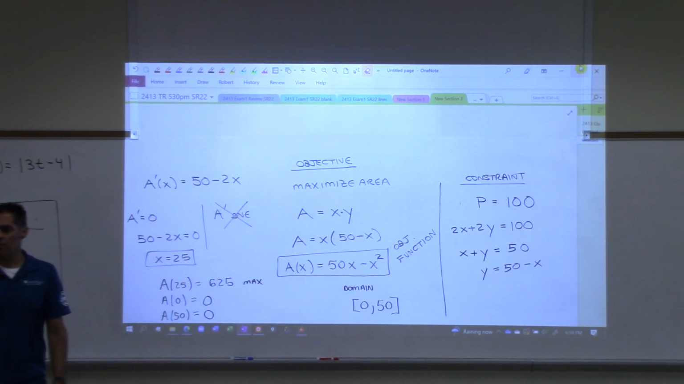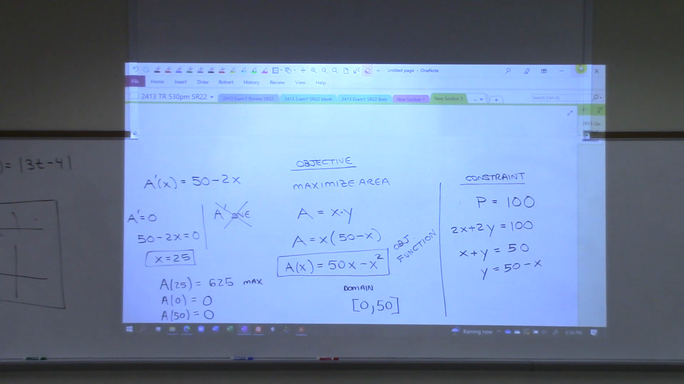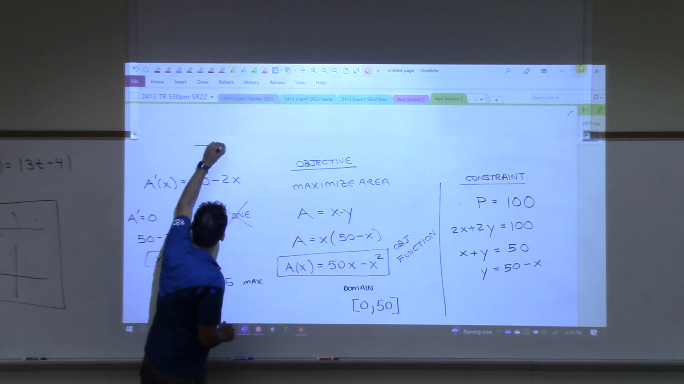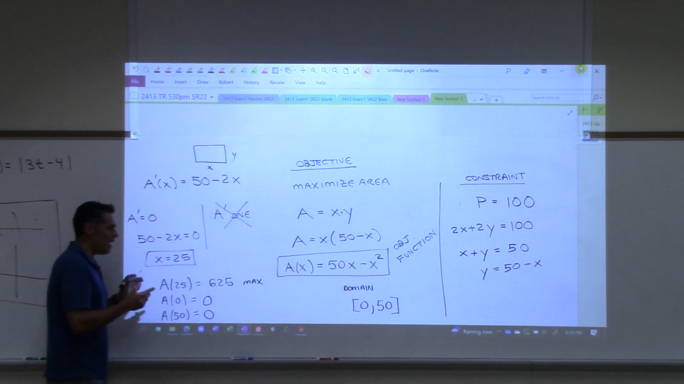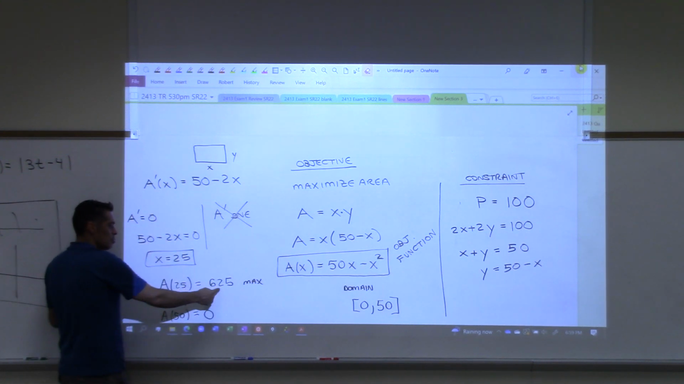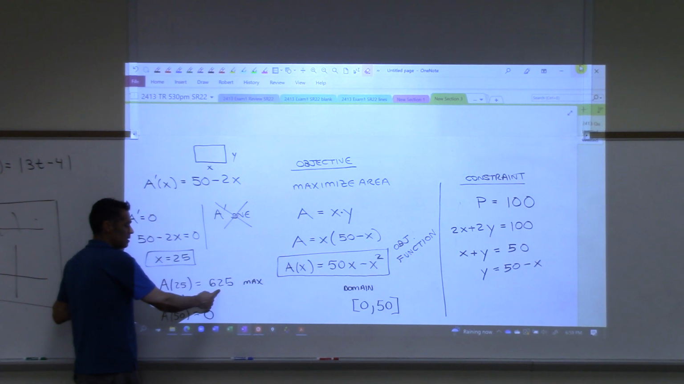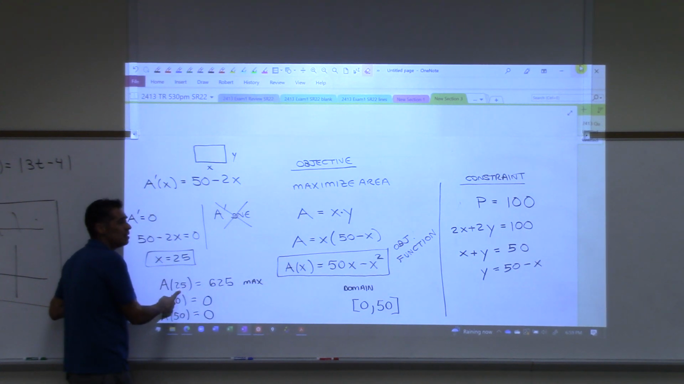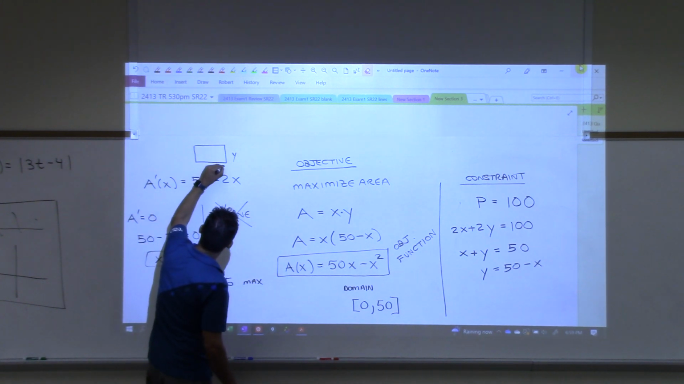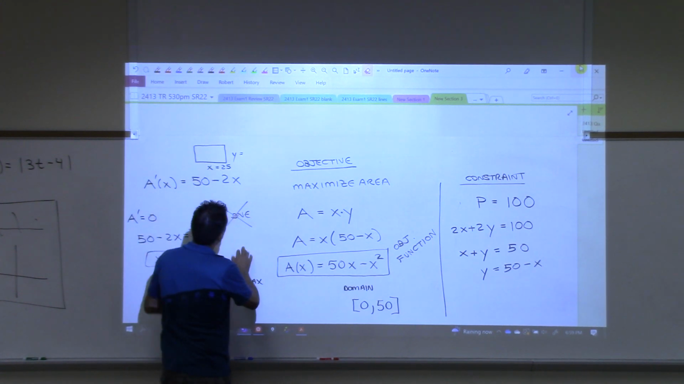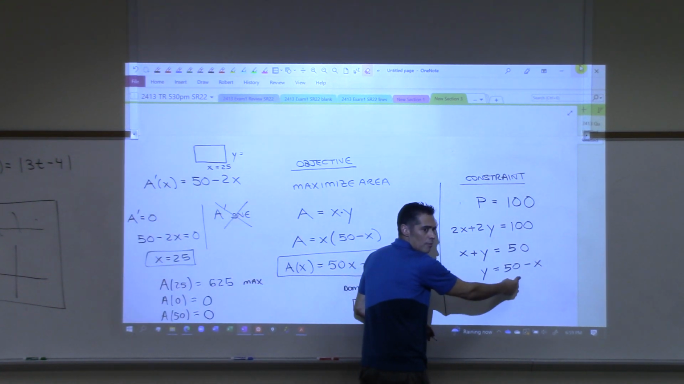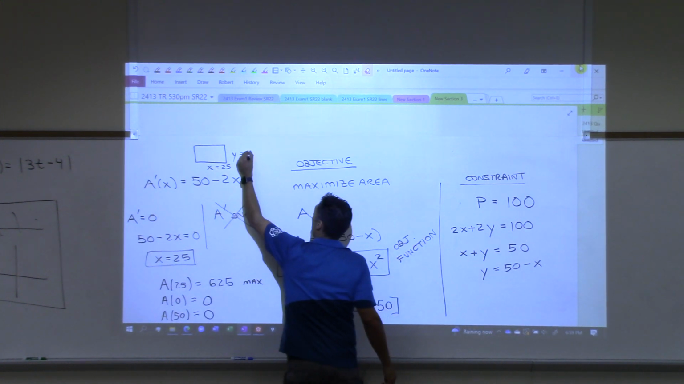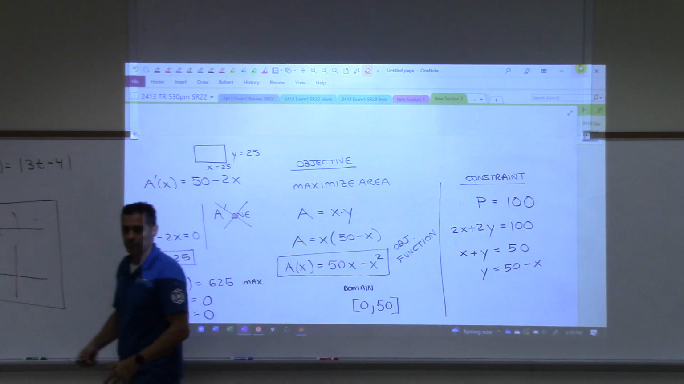Now, what did the original question ask? I've erased it. What did I ask? Find the dimensions, right? So right now we know we're going to build a rectangle. We know that this was x and y, and we've found that we get a maximum area of 625 square feet if x is 25. So we need this to be 25. And now, what's y? Come back over here to the constraint, and now you can solve for y by plugging 25 in here, so you get 25. So basically, we need to make a square, right?